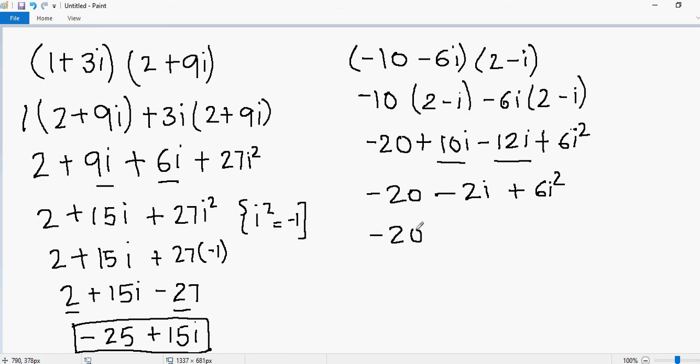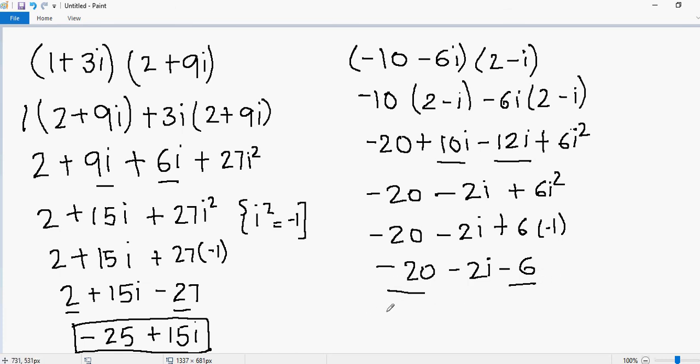So I have negative 20 minus 2i. And then when I plug in negative 1 in this equation, let's see what's going to happen. 6 i squared, where i squared is negative 1, and I have plugged in the value of i squared. Now I have negative 20 minus 2i, and 6 times negative 1 will give me negative 6. Now again, I have two like terms. I will combine them together. Negative 20 minus negative 6 will give me negative 26. And then I have minus 2i. And this is my final answer.